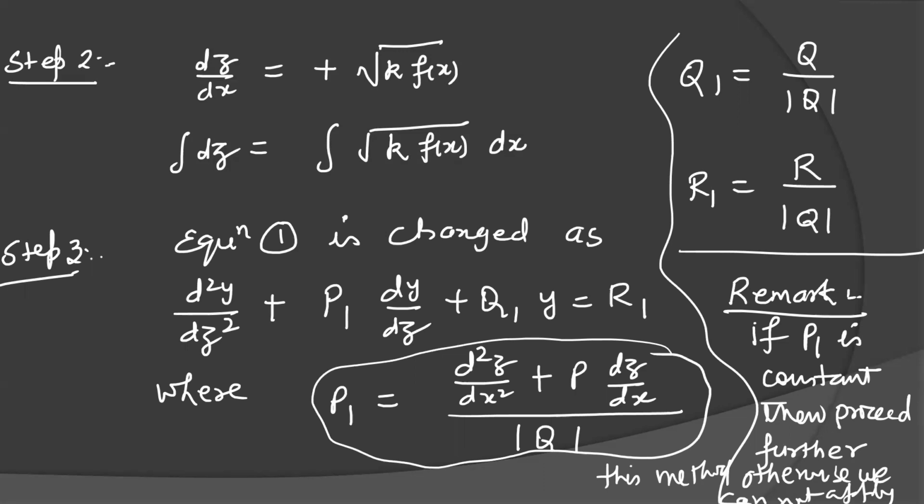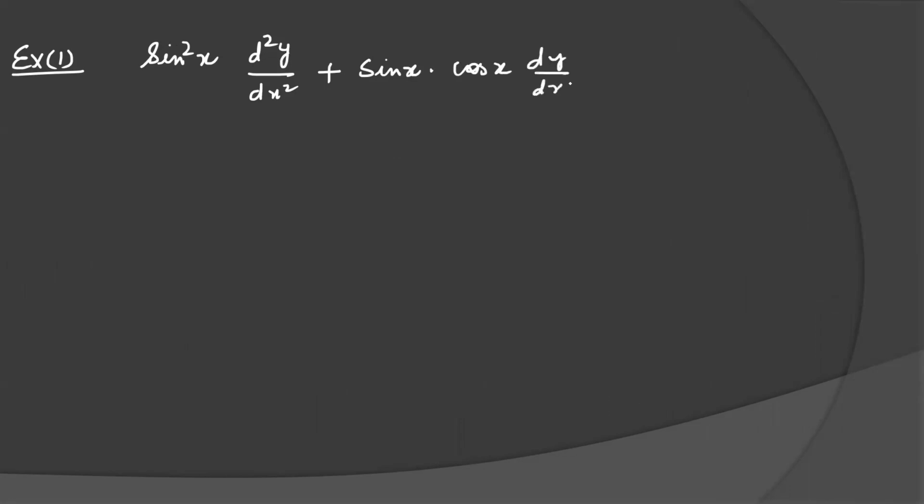So let's start with one example based on this. Example 1. Sin square x d2y by dx2 plus sin x into cos x dy by dx plus 4y equal to 0. Solve.